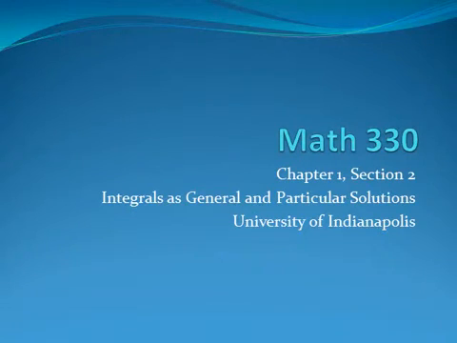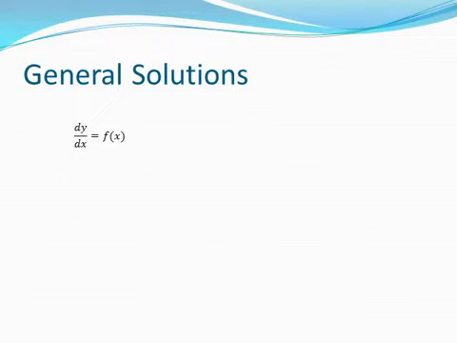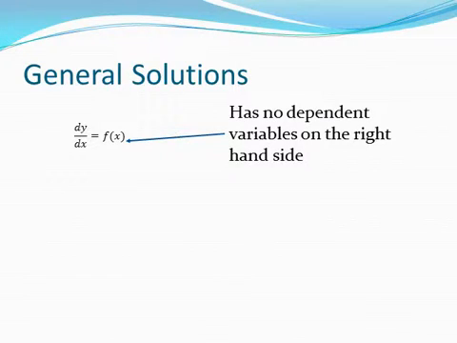Alright, this is Chapter 1, Section 2, Integrals as General and Particular Solutions. So, what is a general solution? Well, you get this differential equation where y is the dependent variable, x is the independent variable, and you get this function f of x. For this case, we want this function to be dependent only on the independent variable and have no dependent variables in it. If we can do that, then I can find my y of x by just integrating.